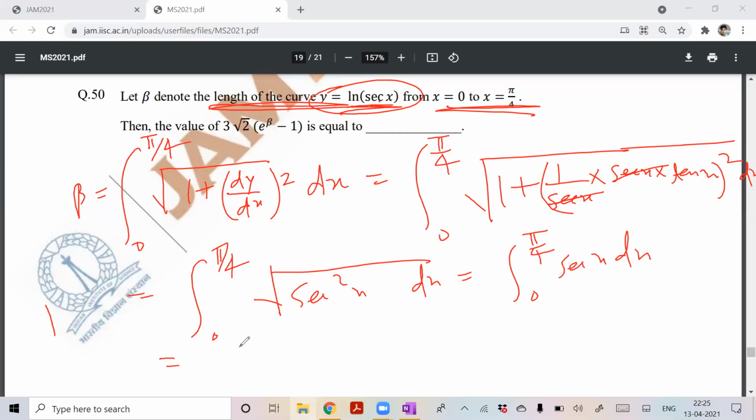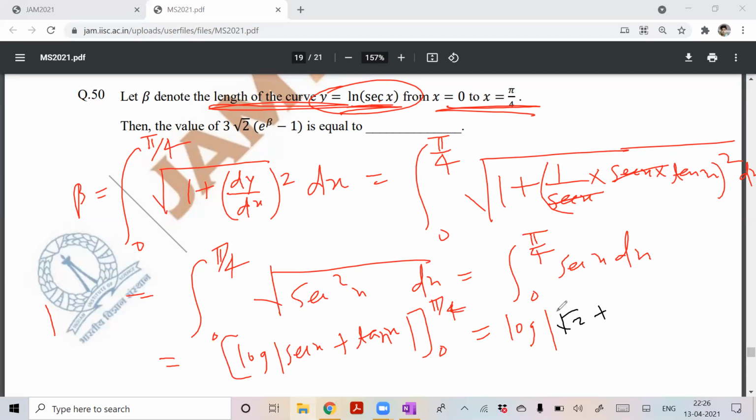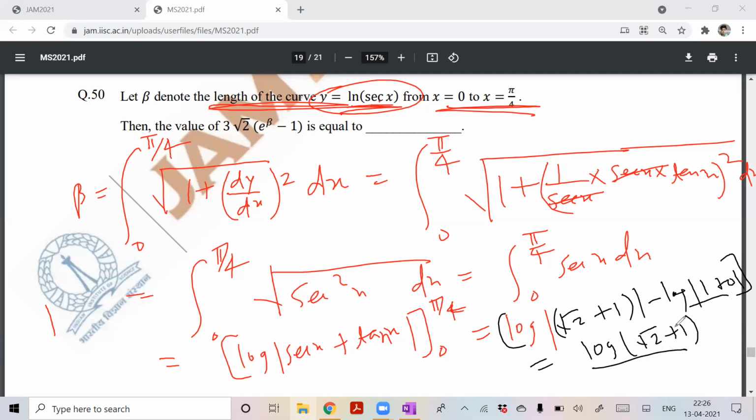So the integral of sec x is log of sec x plus tan x. And the limit is from 0 to pi by 4. So everywhere in place of x, we replace pi by 4. So it will give us log of, in place of x, sec pi by 4 is root 2, tan pi by 4 is 1, minus log, in place of x, we write 0, sec 0 is 1, tan 0 is 0. And log 1 is itself 0. So finally, it will give us log of root 2 plus 1 only, because log 1 is 0. So beta we get is log of root 2 plus 1. So till here you note down.